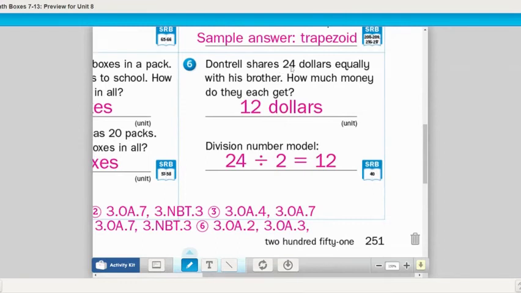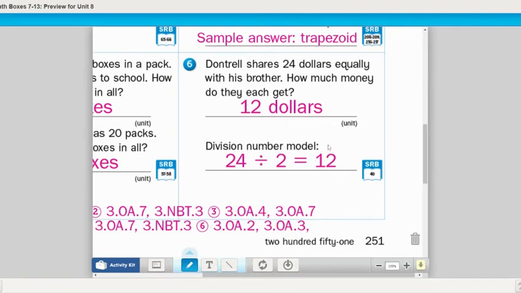Dontrell, good old Dontrell, so nice to his brother. I think it's his little brother. He shares $24 equally with his brother. How much money do they each get? They each would get $12. Make sure you have your unit. It is important to have your unit. What does the division model look like? Well, it starts with Dontrell's $24. He's going to divide that among himself and his little brother. I love it, Dontrell. So kind. And then you're both going to get 12.